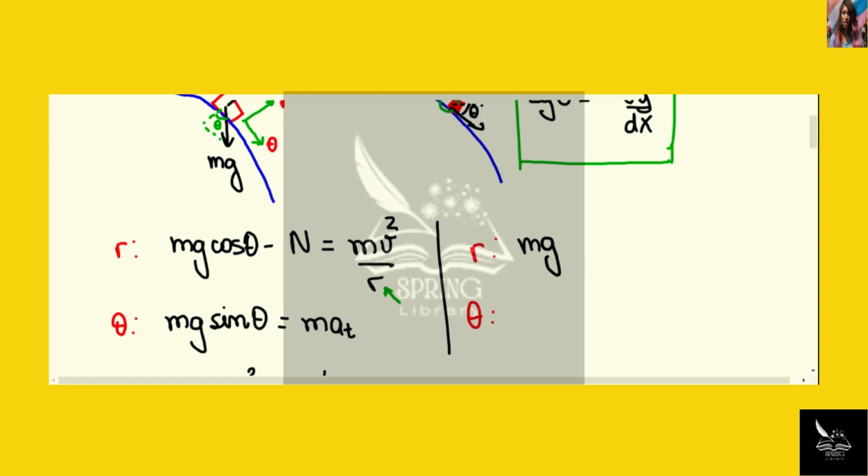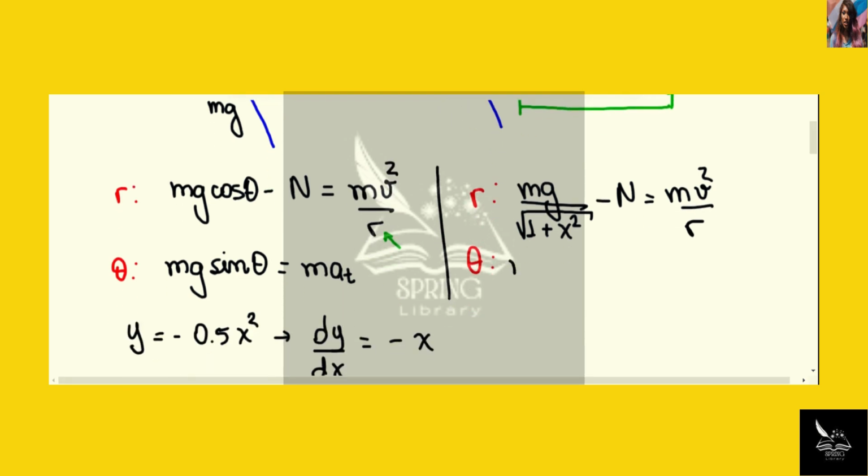So we have mg times 1 over the square root of 1 plus x squared minus the normal is equal to mv squared over the radius. And mg x divided by the square root of 1 plus x squared is equal to m a_t. So I'm going to use this second equation here in order to find the speed as a function of x. Okay, so first I'm going to find the speed.